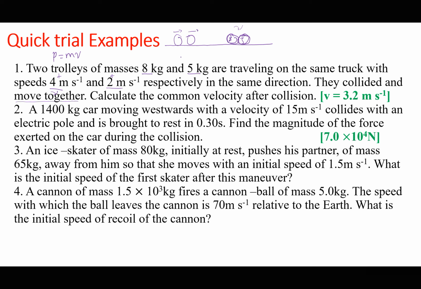Total momentum before collision is going to be the sum of the momenta, because they are in the same direction and the velocities are both positive. So for the 8 kilogram body, the momentum is 8 times its velocity, which is 4, plus 5 times its velocity, which is 2. That is the total momentum before collision. It should equal the total momentum after collision. It becomes one body whose mass is 8 plus 5, moving with a common velocity v.